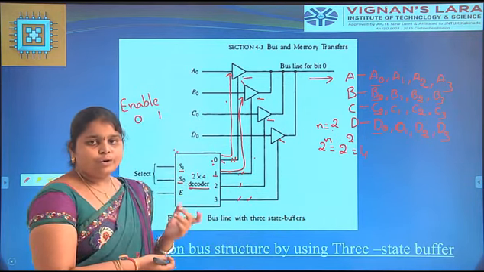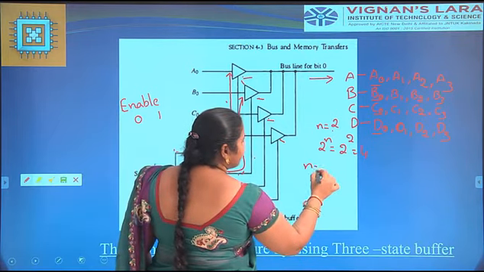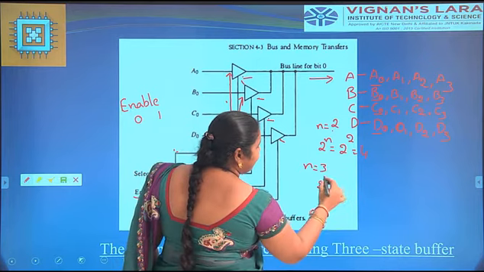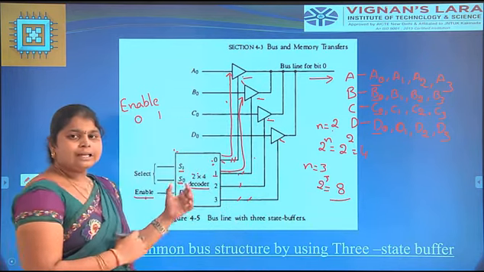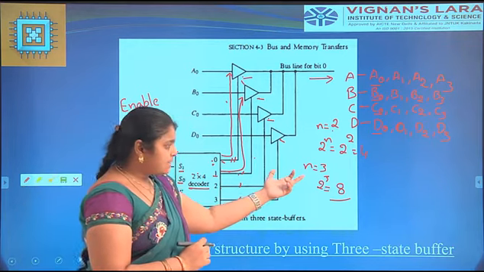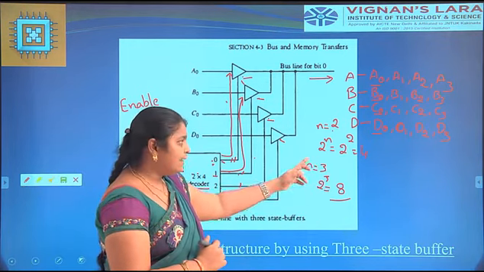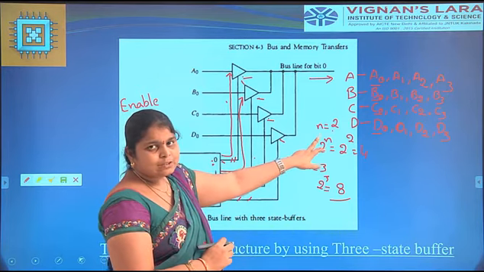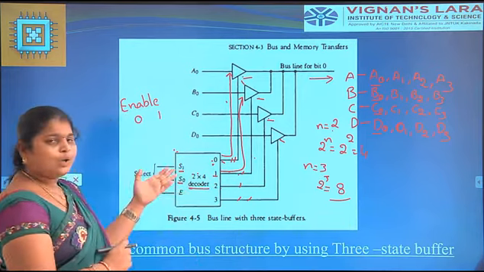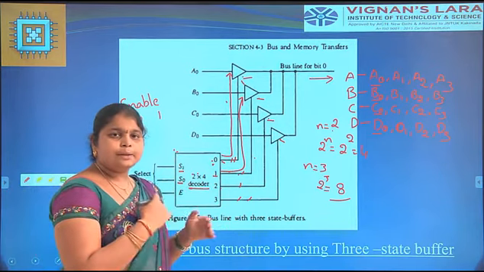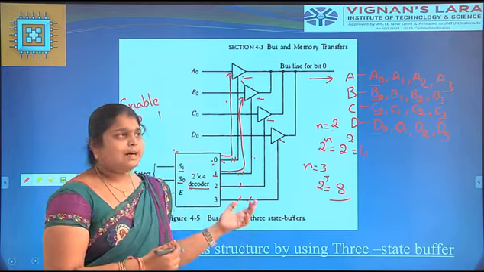For example, if you take 3 select lines, then n equals 3. 2 power 3 means 8, so we have to take 8 output lines. 3 are the select lines, meaning input lines, and 8 are the output lines. That's why we take 2 input lines and output lines as 4. Likewise we have to calculate it. Whatever input lines are needed, the output will be represented as 2 power n.